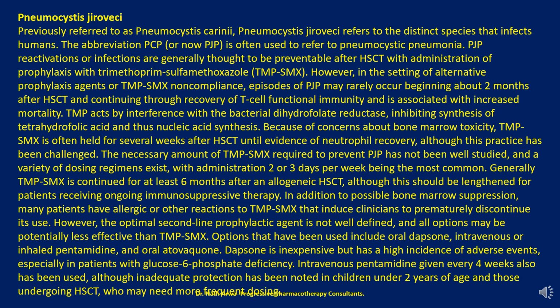sulfamethoxazole. Options that have been used include oral dapsone, intravenous or inhaled pentamidine, and oral atovaquone. Dapsone is inexpensive but has a high incidence of adverse events, especially in patients with glucose-6-phosphate deficiency. Intravenous pentamidine given every 4 weeks also has been used, although inadequate protection has been noted in children under 2 years of age and those undergoing hematopoietic stem cell transplantation, who may need more frequent dosing.